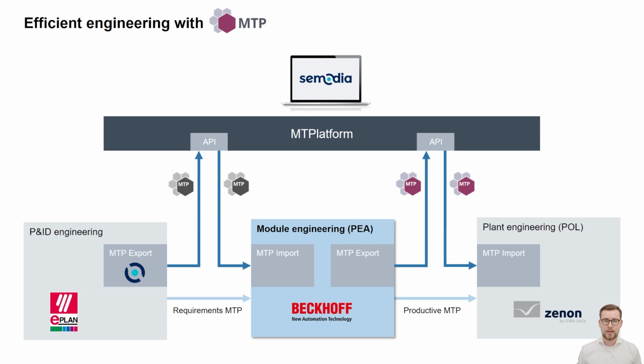Afterwards, when you go into module engineering, here with Beckhoff TwinCAT, you can directly download the file via the same API from the platform into the module engineering. In Beckhoff, you can enrich the MTP file with the whole communication aspect and further control logic. After finishing this step, you can export the MTP file and also via the same API push it directly to the MT platform. On the MT platform, you now have the whole version history of this MTP file, and you have the productive MTP file and can manage it on the MT platform.